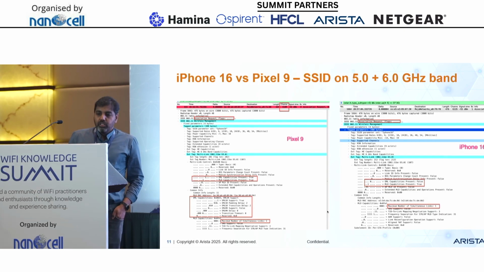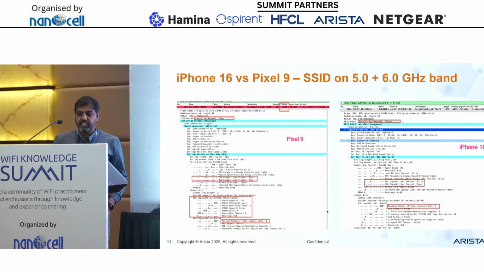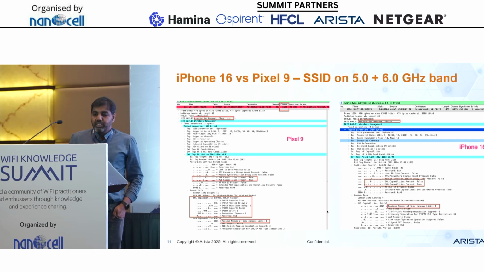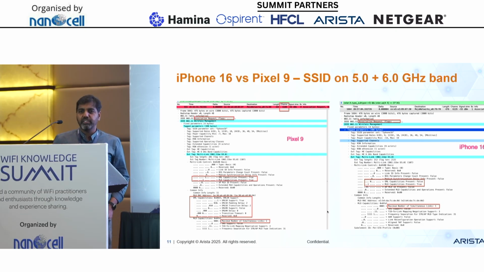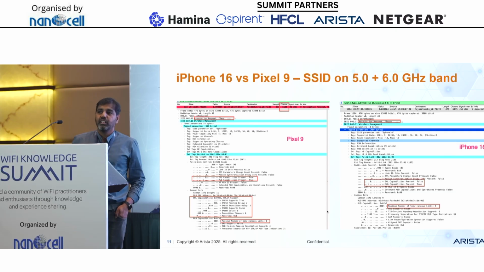So here is a direct packet capture between iPhone 16 and Pixel 9. What we see with respect to the iPhone 16 behavior is that it advertises that it is a non-STR MLMR link, but it does not support EMLSR. As you see here, there is no EMLSR capability field, whereas in the case of Pixel 9, it advertises EMLSR capability.